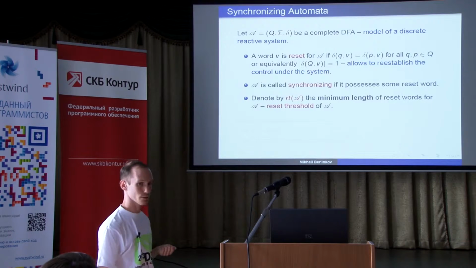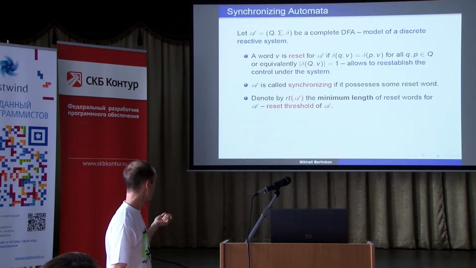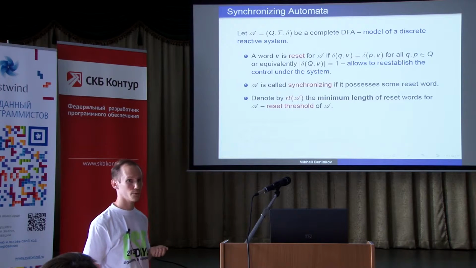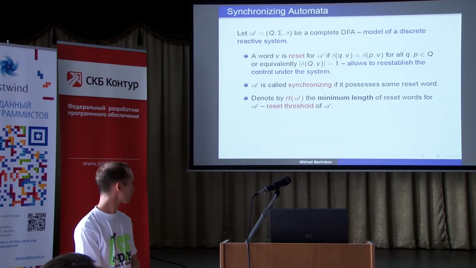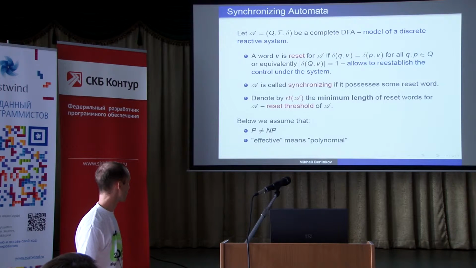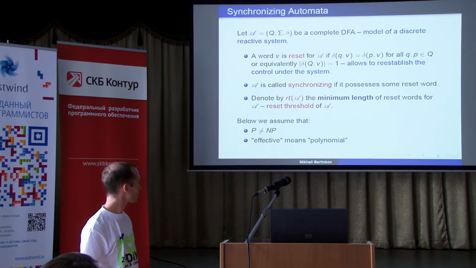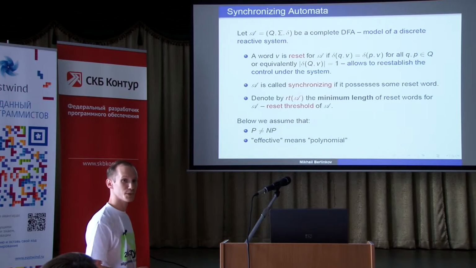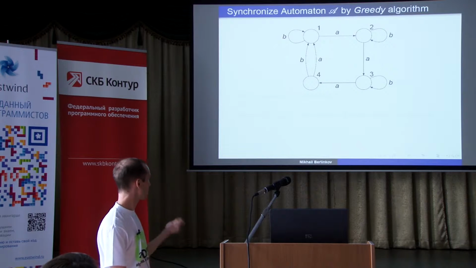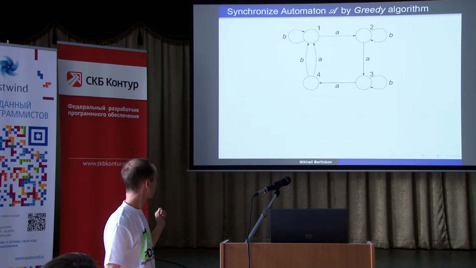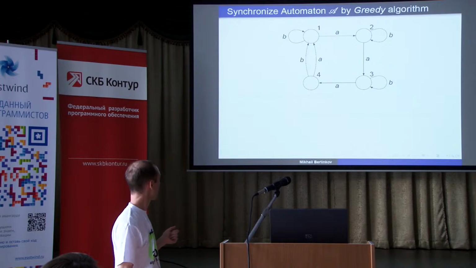So the main object to study in this theory is the so-called reset threshold of an automaton. This is the minimum length of reset words. And below, for simplicity, we assume that P is not equal to NP, and effective means polynomial. So let's consider a simple example. We synchronize this automaton by the so-called greedy algorithm.